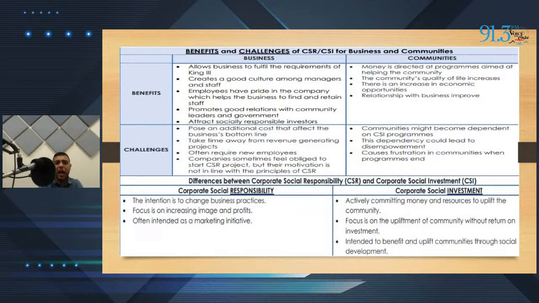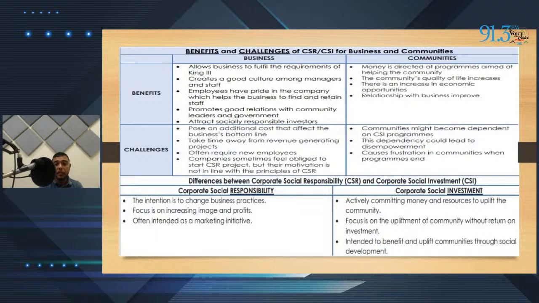So, the benefits and challenges of CSR or CSI for businesses and communities. Firstly, the benefits for the business: it allows business to fulfill the requirements of the King Code. Remember, the King Code is your responsibility and your initiatives. It creates a good culture amongst managers and staff. Employees have pride in the company, which helps the business to find and retain staff.